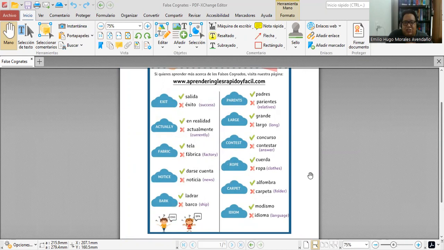We are almost closing this class. I want to review all the information of this topic in order to know if you understand, or if I explained myself in a good manner. Cognates are words that are written similarly, sometimes almost exactly and in other cases exactly, as they are written in Spanish or Portuguese or Italian.